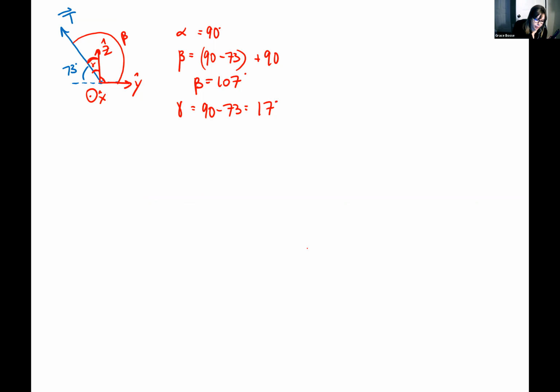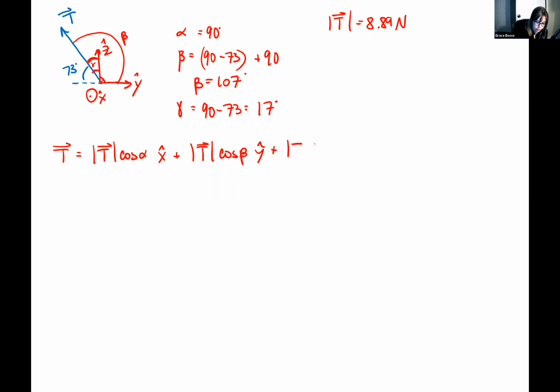All right. Vector t's norm was 8.89 newtons. I'm going to need that when I put this into component form. All right, let's put vector t into component form. Vector t, using the generic prescription of a vector, is equal to the norm of vector t times cosine alpha x hat plus the norm of vector t cosine beta y hat plus norm of vector t cosine gamma z hat.